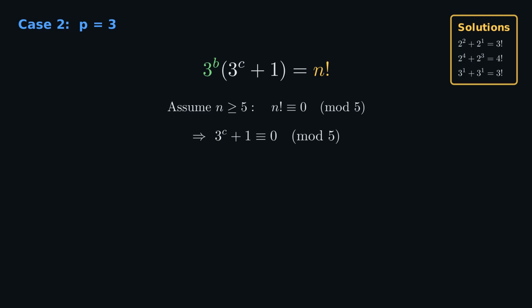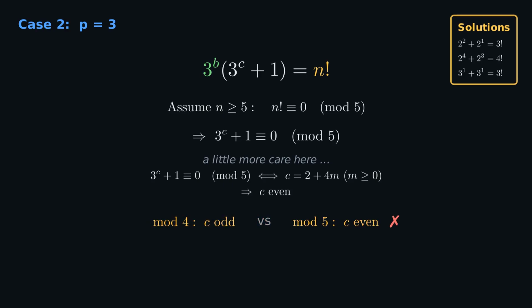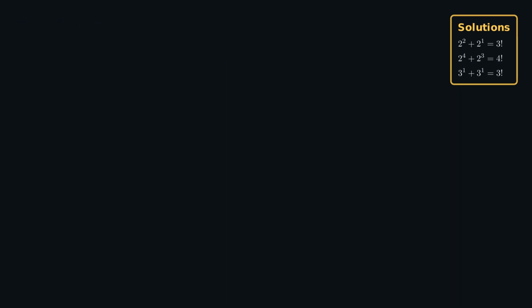Breaking down the values of c is a little more complicated. I leave that to you to do by hand, but you should find that c needs to equal 2 plus 4 times m, where m is a positive integer, in order for 3 to the c plus 1 to equal 0 modulo 5. But clearly, if c equals 2 plus 4 times an integer, then c is even, and this is a contradiction to a result modulo 4, which said that c needed to be odd. So we have no additional solutions for p equals 3.